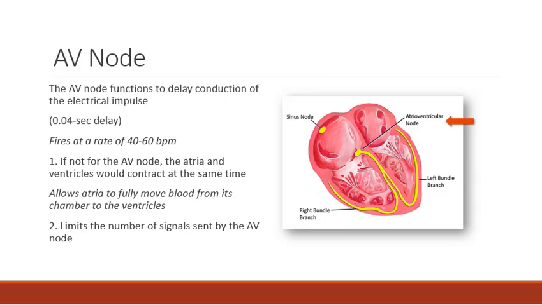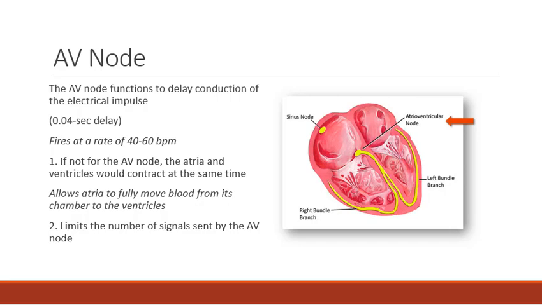The AV node functions to delay conduction of the electrical impulse. This is a 0.04 second delay. The AV node is located in the inferior aspect of the right atrium near the opening of the coronary sinus and above the tricuspid valve. Also in this region, posterior to the AV node, are several parasympathetic autonomic ganglia that serve as receptors for the vagus nerve and cause slowing of the cardiac cycle.